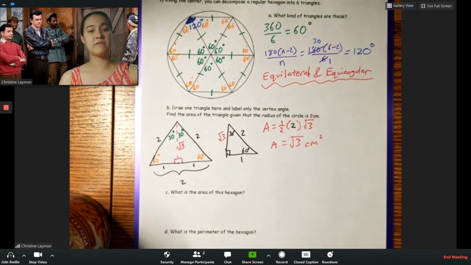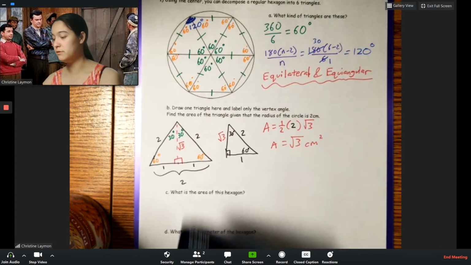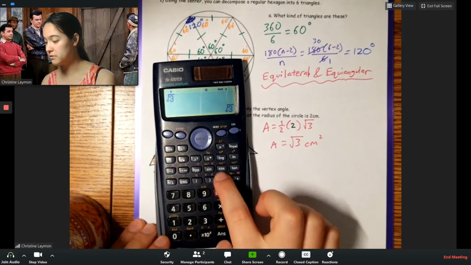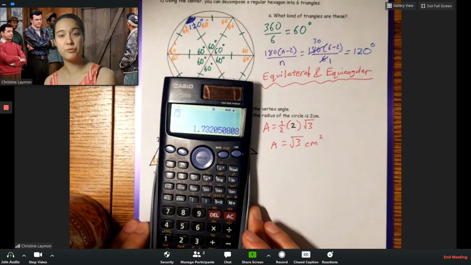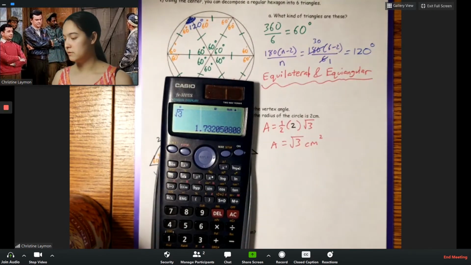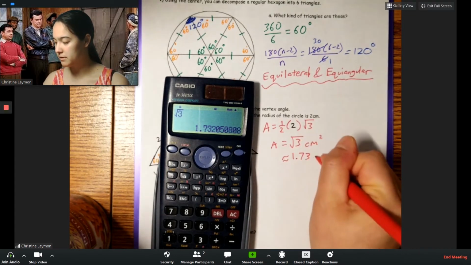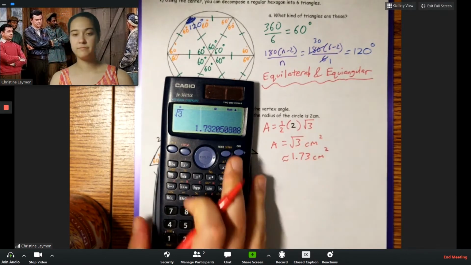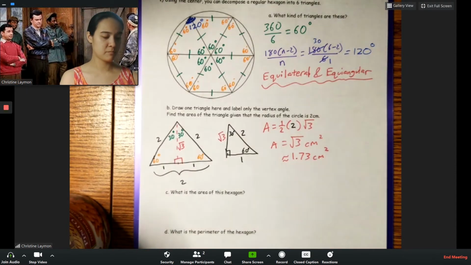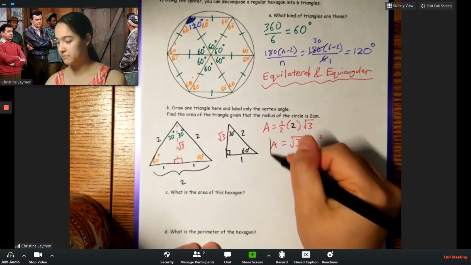If you want to have a decimal out, I can show that as well. Square root of 3 is 1.73. So this is approximately 1.73 centimeters squared. I'm going to go ahead and box that off.